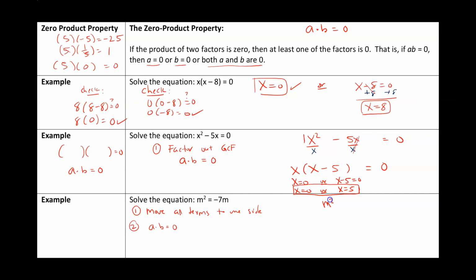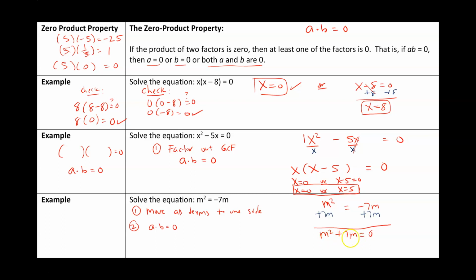So right now we have m squared equals negative 7m. And I want to get everything to one side. So to move the negative 7m, I'm going to do the opposite of it, which is a positive 7m. I'm going to add it to both sides. If I do that, I get m squared plus 7m is equal to 0. Again, I want to get the right side to be 0, so I added positive 7m to both sides, and I got one side equal to 0.